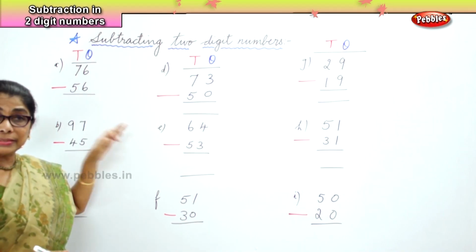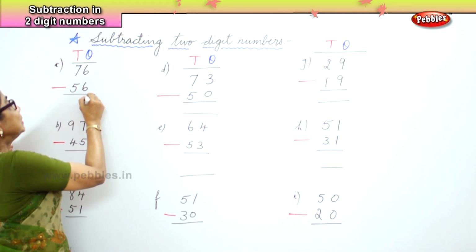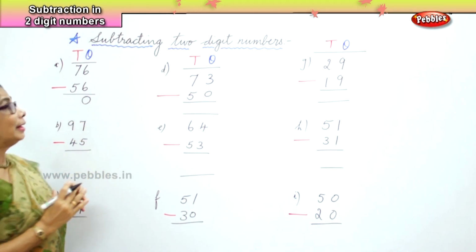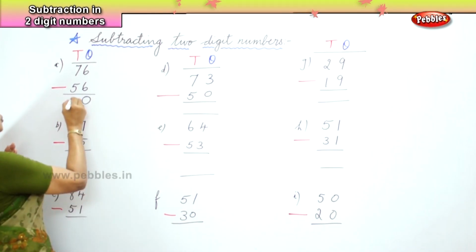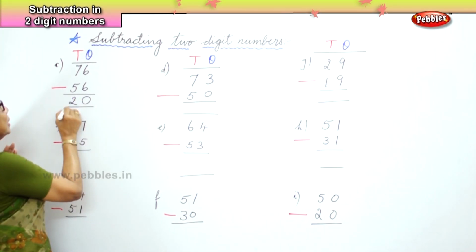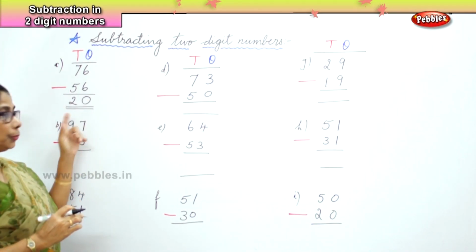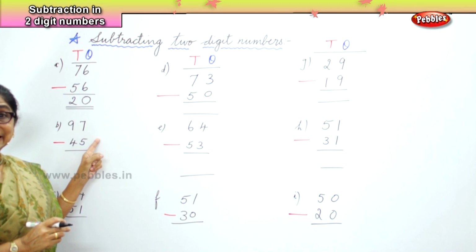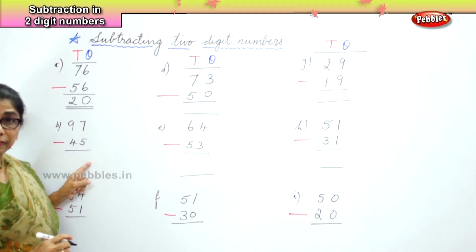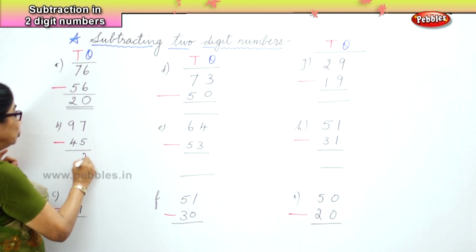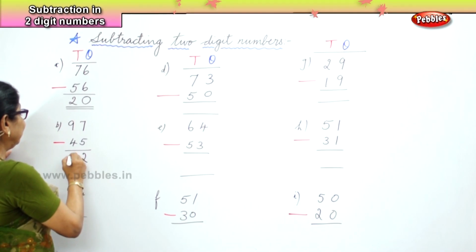Now 6 take away 6. Any number take away the same number is 0. So 6 take away 6 is 0. Next, 7 take away 5 is 2. So that's your first answer. The second sum is 97 minus 45. 7 take away 5, good, 2. 9 take away 4 is 5, very good.